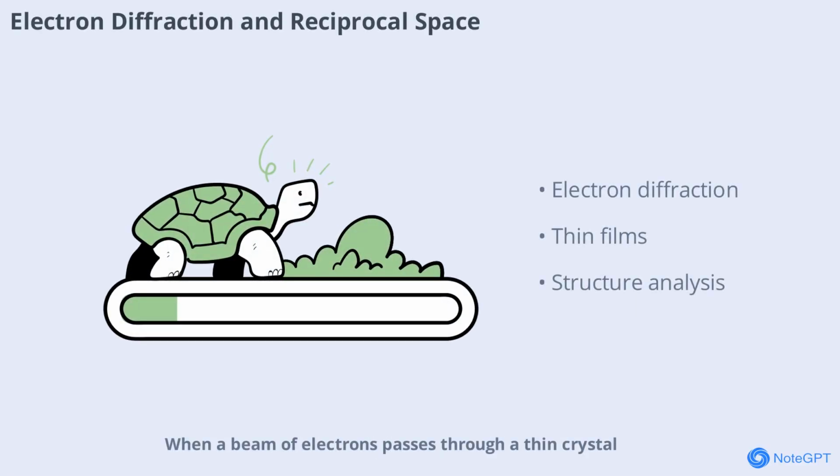When a beam of electrons passes through a thin crystal, it produces a diffraction pattern that can be analyzed in reciprocal space. This method is especially useful for studying very small crystals or thin films, where traditional X-ray techniques may not be effective. Reciprocal space analysis helps scientists understand the structure and properties of these materials.